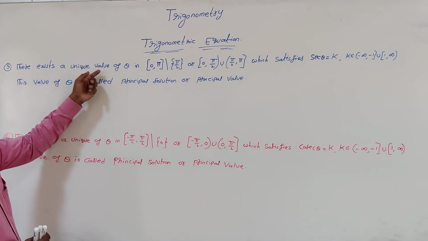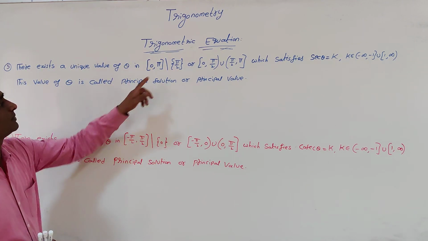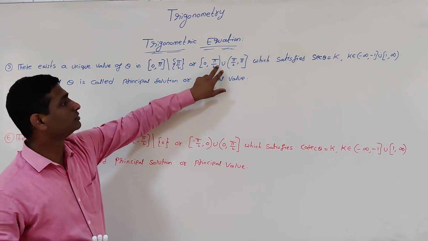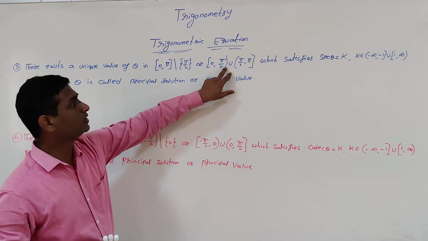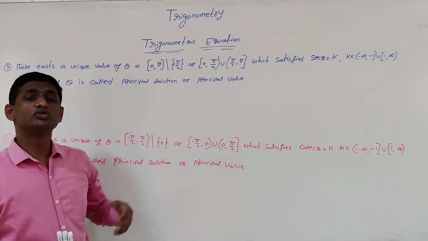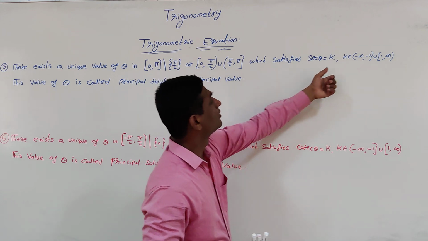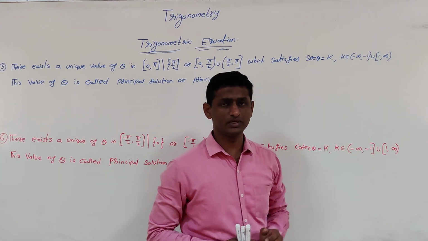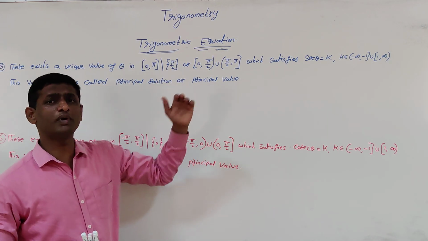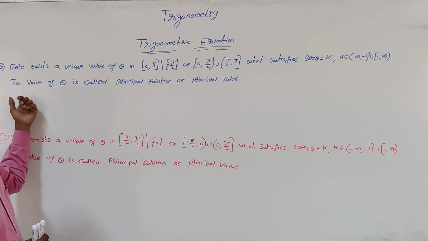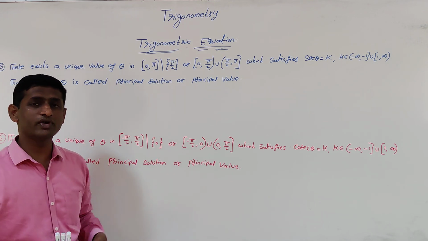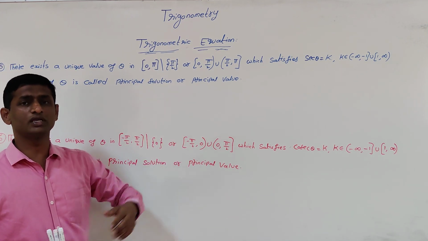So there exists a unique value of theta in the interval 0 comma pi except pi by 2, or we can split it as half closed 0 comma pi by 2, where this is open, means it is not included, union pi by 2 comma pi, which satisfies the equation secant theta is equal to k. What is the range of secant theta? It is minus infinity to minus 1 union 1 to infinity. From 0 to pi by 2 it is positive, and from pi by 2 to pi it gives negative values. This value of theta which lies between these is called the principal solution or principal value, or we can say the starting solution of the trigonometric equation.